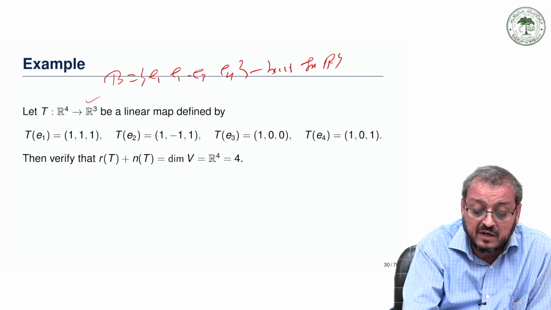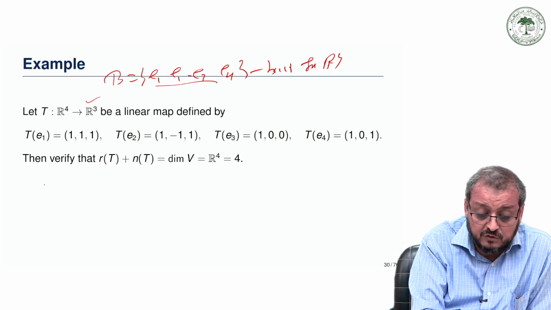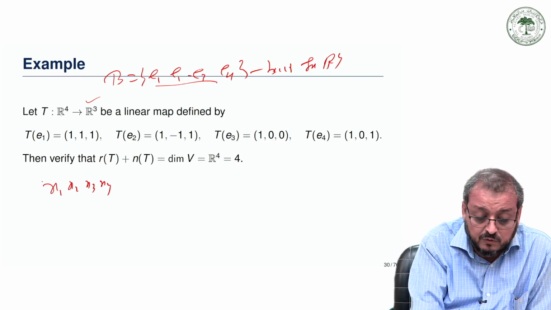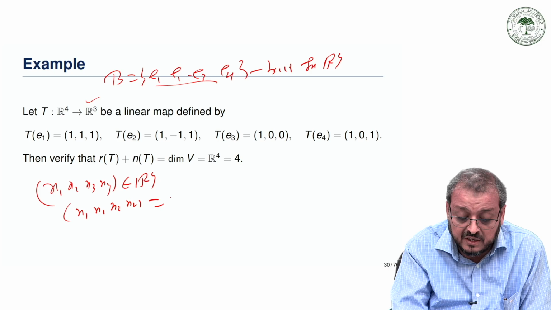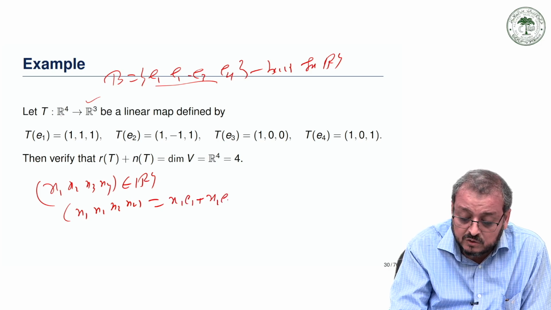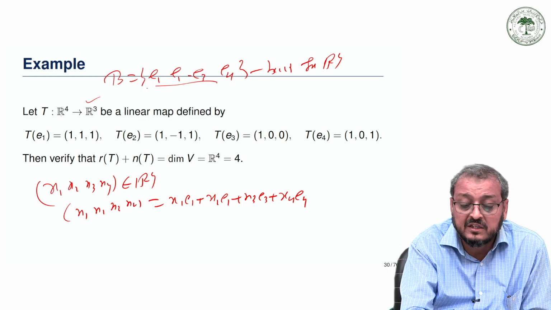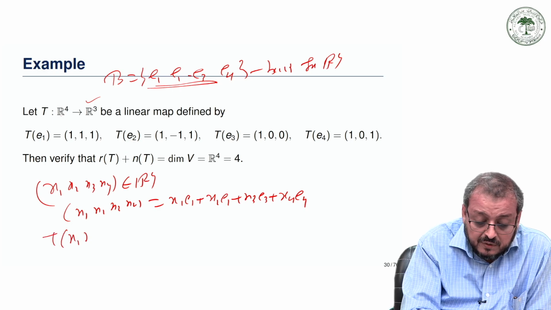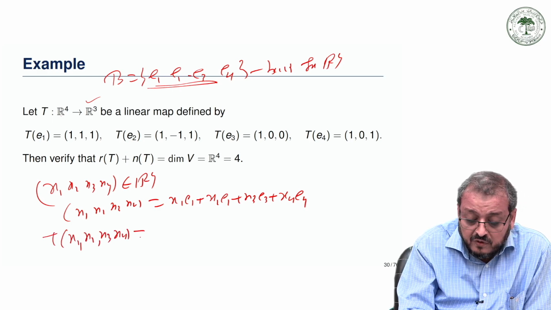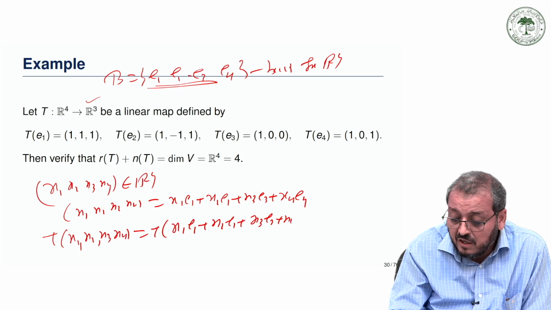So this means we can try to find the general linear transformation. We have x1, x2, x3, x4, which are elements of R4. Then x1, x2, x3, x4 can be written as x1 e1 plus x2 e2 plus x3 e3 plus x4 e4. I directly write this because these are the standard basis. Now we have to write T of x1, x2, x3, x4 is equal to T of x1 e1 plus x2 e2 plus x3 e3 plus x4 e4.